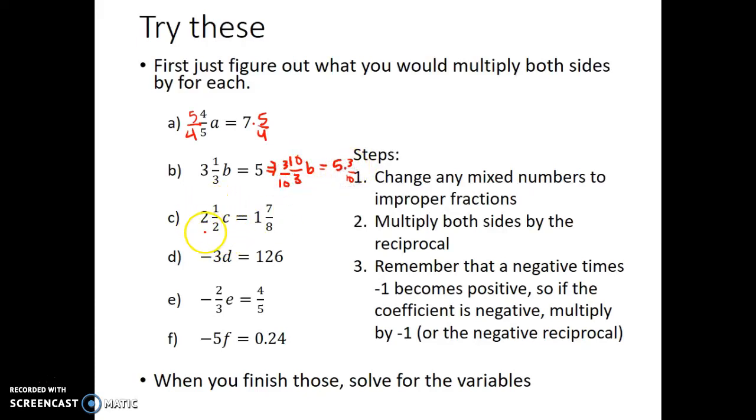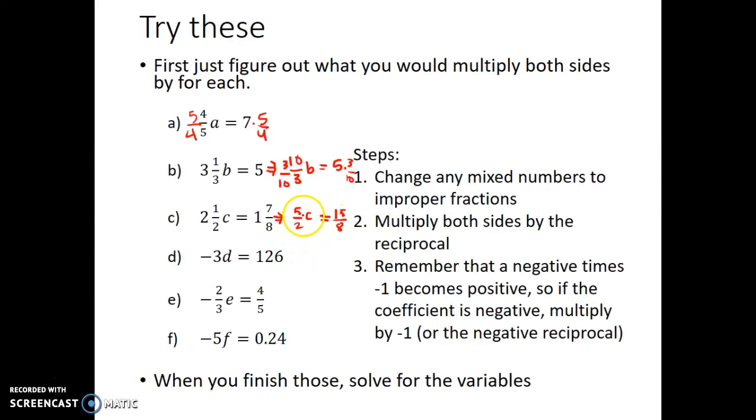What about this one? What do we need to do? Again, step 1, we need to change any mixed numbers to improper fractions. It's going to be easiest for us to do that division or that multiplication if we go ahead and change this to an improper fraction too. So I'm going to go ahead and change this into 5 halves times c equals 15 eighths. And then what would I multiply by?